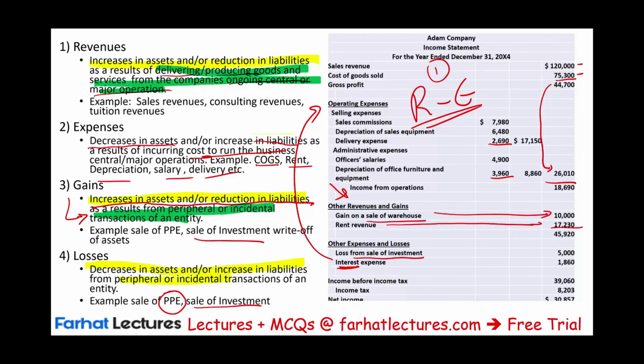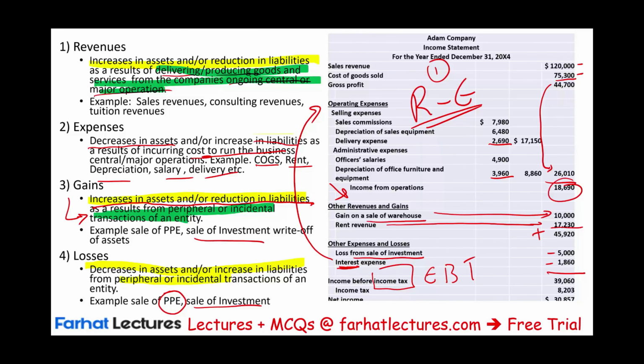Then we will take our operating income plus the revenues and the gains minus the other expenses and losses to come up to income before income tax. And this is usually called earnings before taxes, or EBT. We list taxes separately. Taxes is not an operating expense. Taxes is not a financing expense. Taxes is a government expense. The government wants a share of our profit.